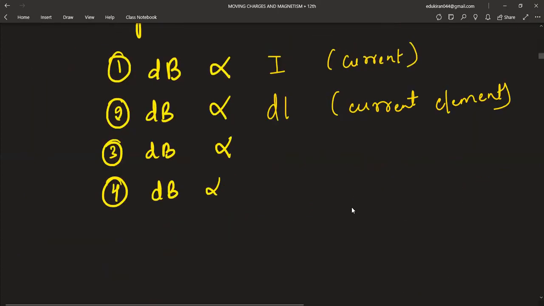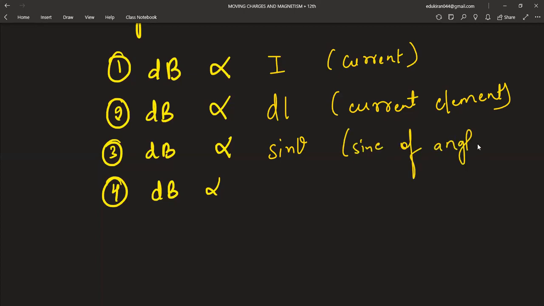So this, see, trigonometry, you all know. So sine of this theta is what is formed. dB is directly proportional to this sine theta. So this dB is directly proportional to this sine theta which is present. All right, sine of the angle which is present.